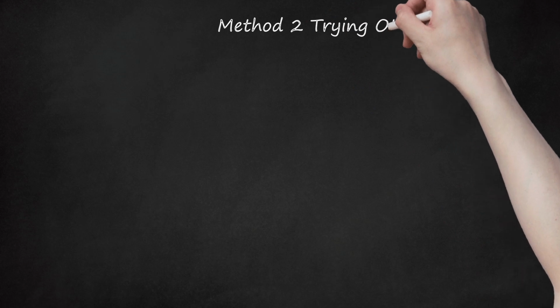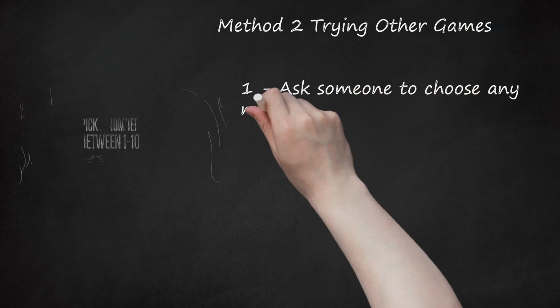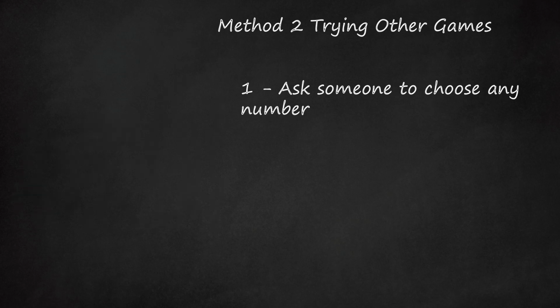Method 2. Trying other games. 1. Ask someone to choose any number. If you're playing with a child, it's easier to have them choose a number between 1 and 10. Example 1, 8. Example 2, 43.